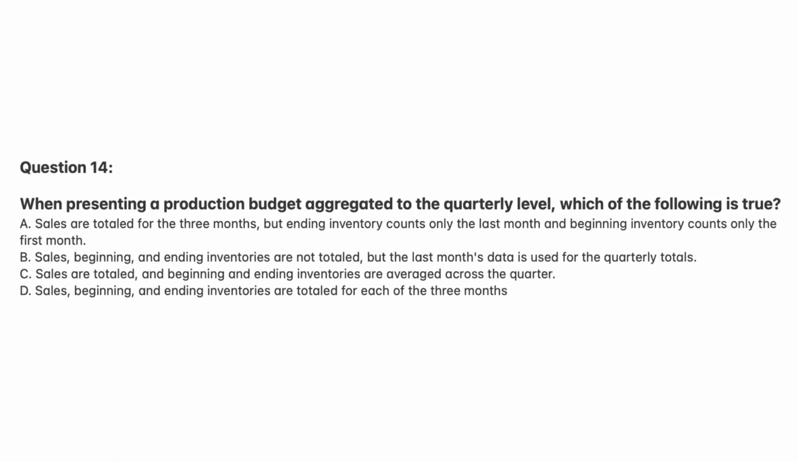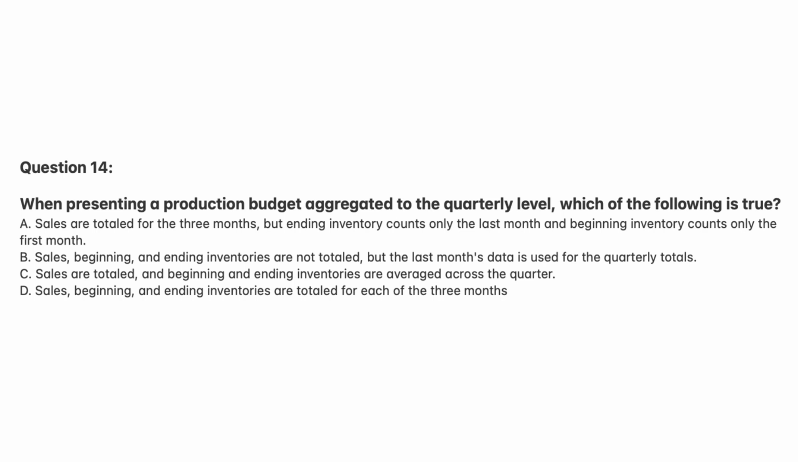Question 14. When presenting a production budget aggregated to the quarterly level, which of the following is true? A. Sales are totaled for the 3 months, but ending inventory counts only the last month and beginning inventory counts only the first month. B. Sales, beginning, and ending inventories are not totaled, but the last month's data is used for the quarterly totals. C.